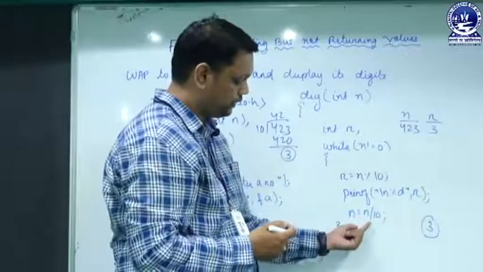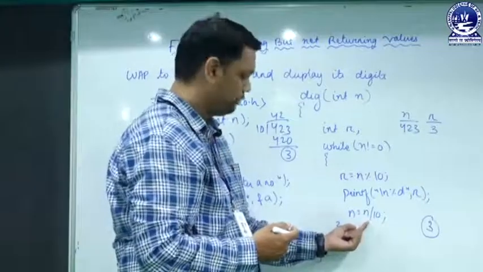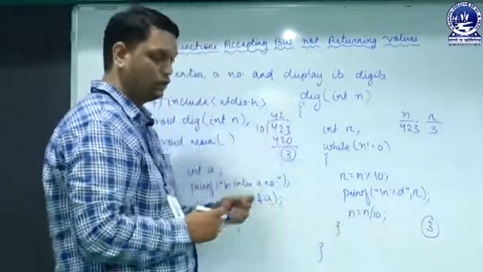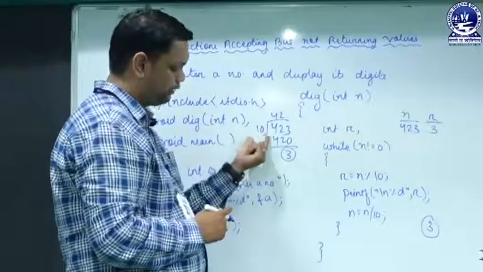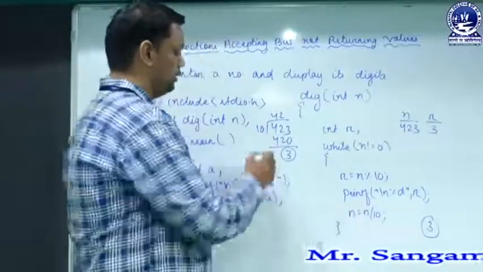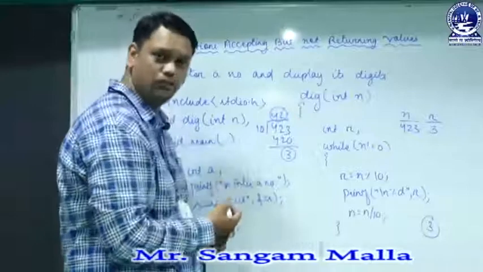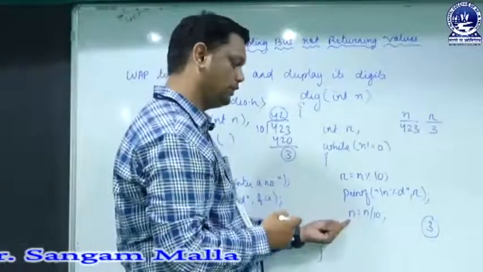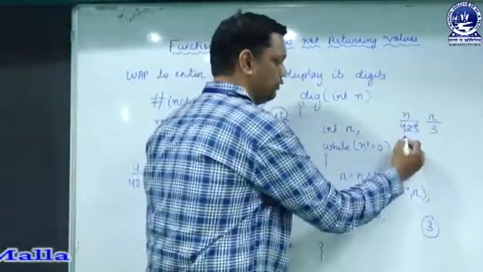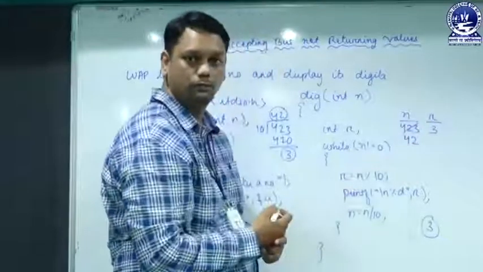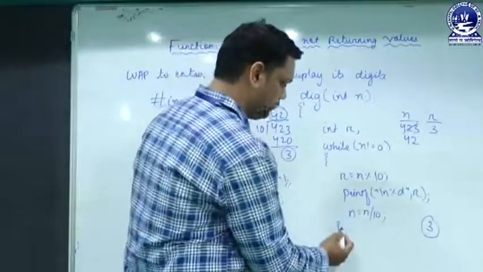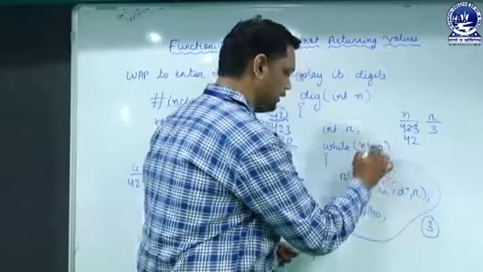But here we are using the division symbol. So the division symbol will return the quotient. So 423 will be divided by 10, but the quotient will be returned. So what is the quotient value? That is 42. So 42 will be stored in n itself. So now the value of n will be 42. So when it will come to this curly bracket, it will be redirected to this condition.